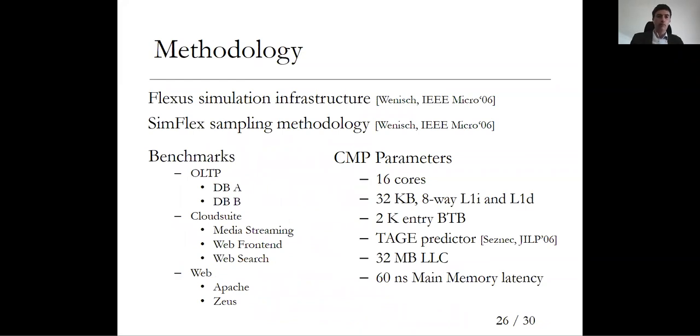Okay, now let's talk about how we evaluated the proposal. We used the Flexus simulation infrastructure. We used a variety of server applications: OLTP workloads, some of the CloudSuite applications, and some web workloads. We ran those workloads on a 16-core processor. Each processor has 32 kilobyte 8-way L1i and L1d caches, a 2K entry BTB, a BTB that can hold 2,000 branches, a TAGE predictor, 32 megabytes of last level cache, and main memory.